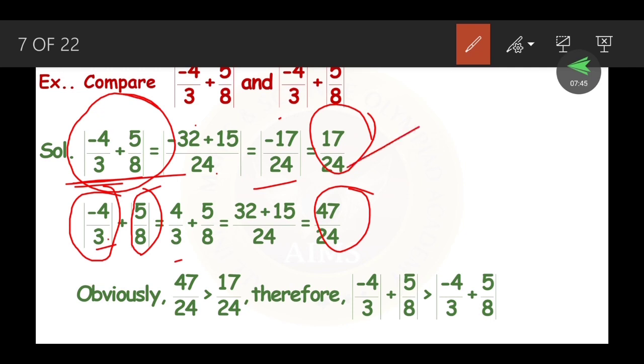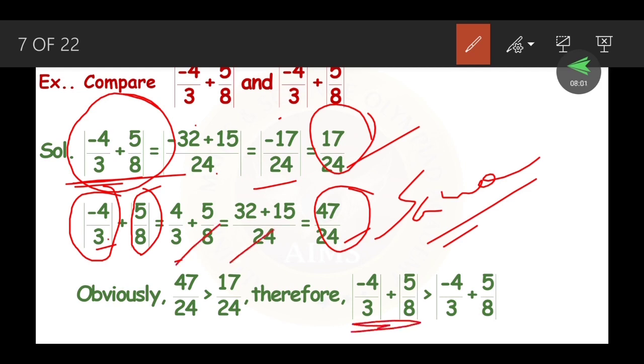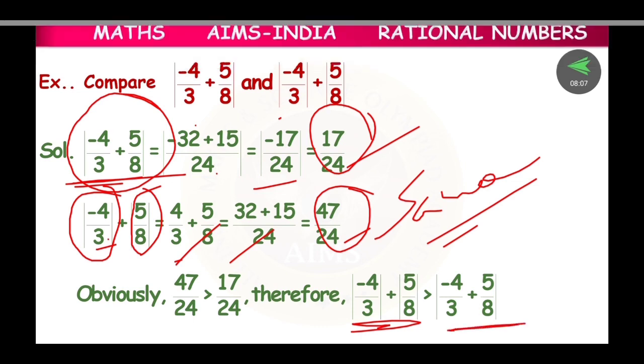Here also the denominator is 24. We have the same denominator. So that's why 47 by 24 is greater than 17 by 24. So this modulus value is greater than the first modulus value. Like that we can compare the modulus values also.